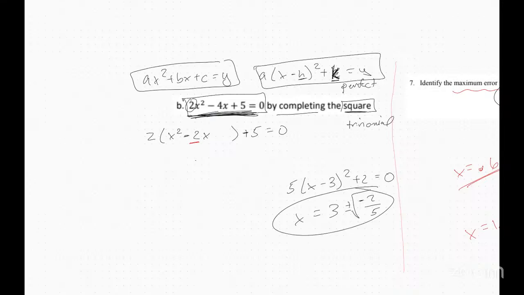Half of -2 would be technically -1, right? And square it. So what do you get? 1. Good. And then add that inside of here, but you can't just add something inside of there. You have to also add it on the outside, or subtract it on the outside or add it to the other side. You have to balance your equation out, right?